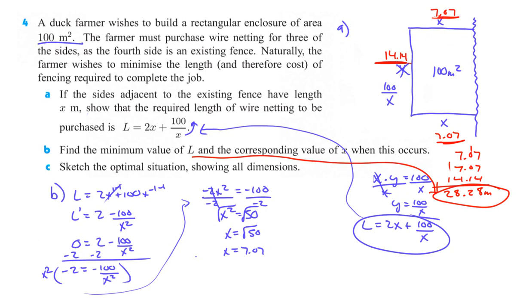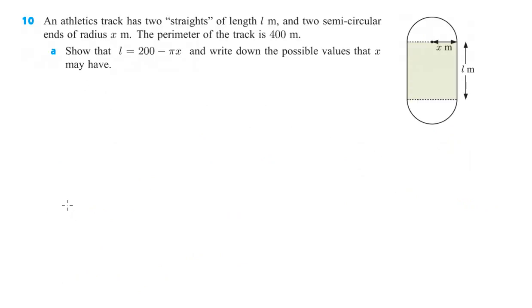All right, let's take a look at one more, and that is number 10. An athletic track has 2 straights of length L and 2 semicircular ends of radius x. The perimeter of the track is 400 meters. Show that the length is going to have to be 200 minus pi times x, and write down the possible values that x may have.